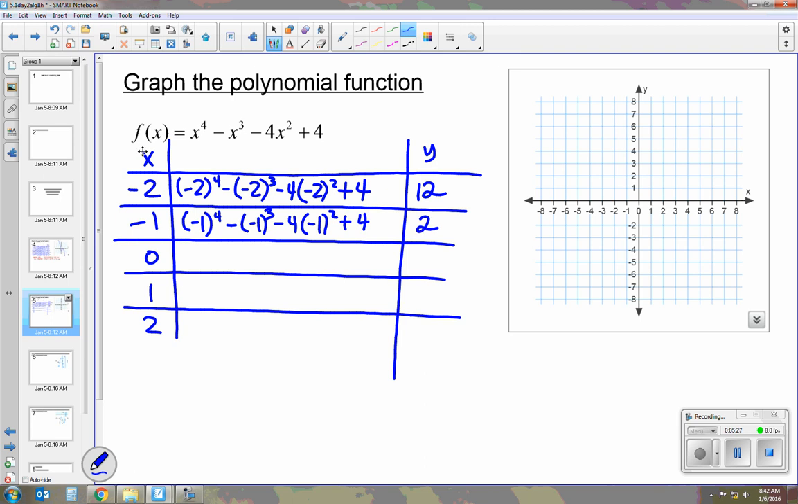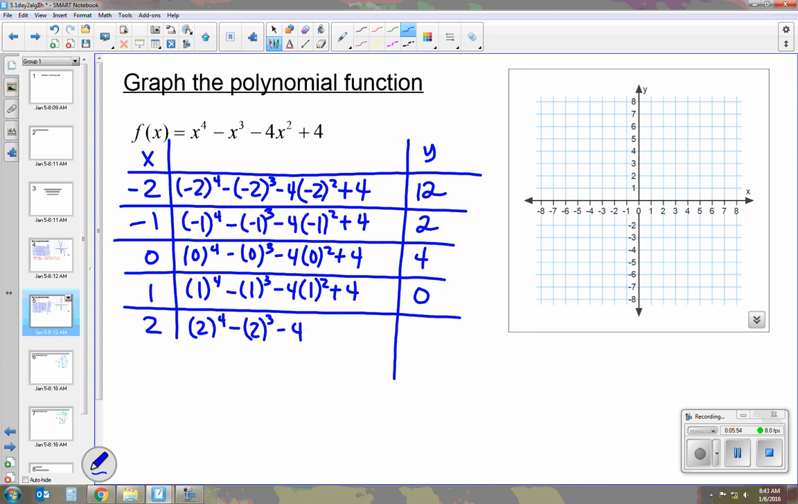Our next one is 0. 0 to the 4th minus 0 to the 3rd minus 4 times 0 to the 2nd plus 4, and that will give us a 4. Our next one is going to be 1. 1 to the 4th minus 1 to the 3rd minus 4 times 1 squared plus 4, and that will give us a 0. Our next one is going to be 2. 2 to the 4th minus 2 to the 3rd minus 4 times 2 squared plus 4, and that will give us a negative 4.